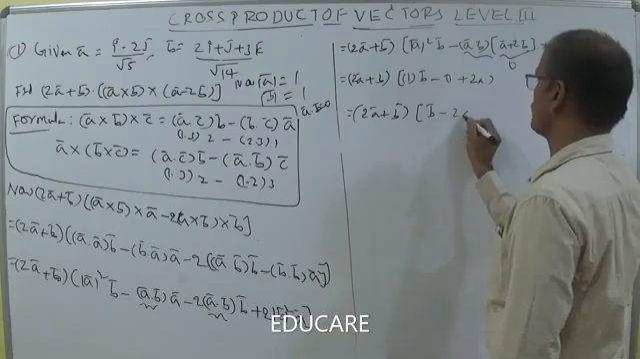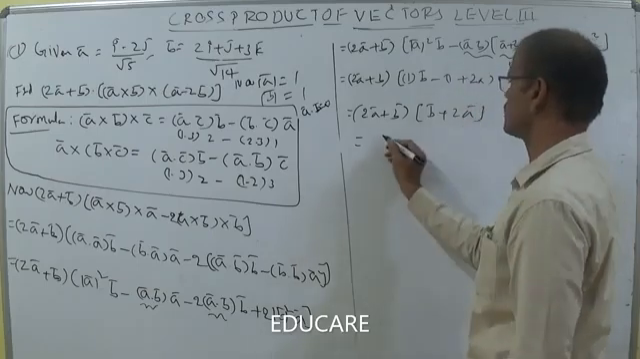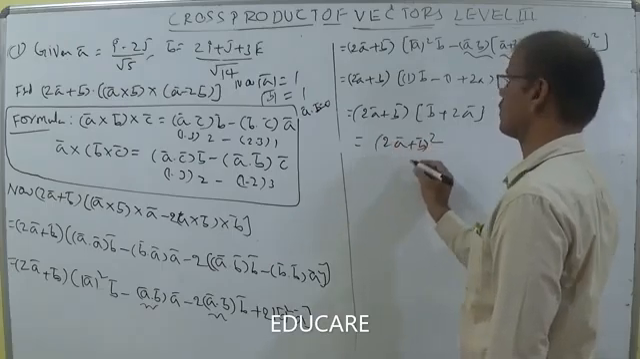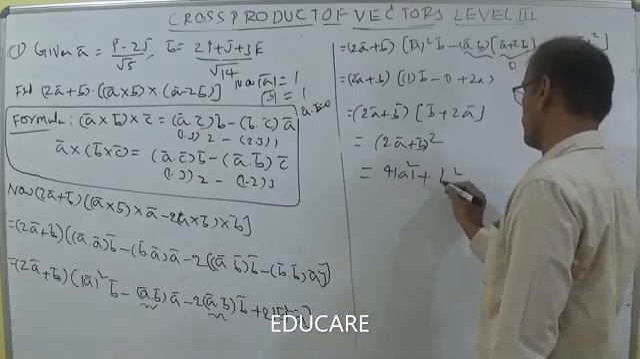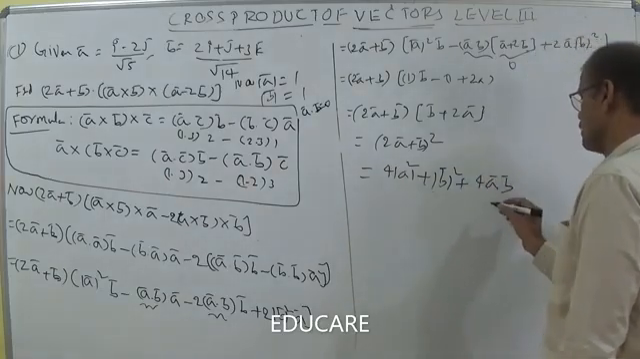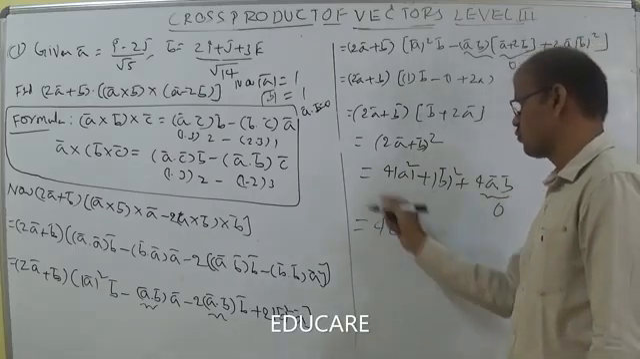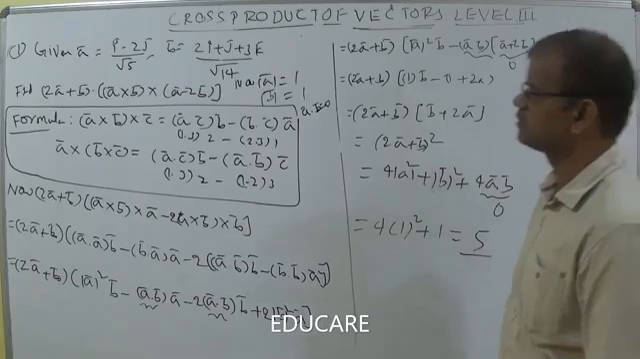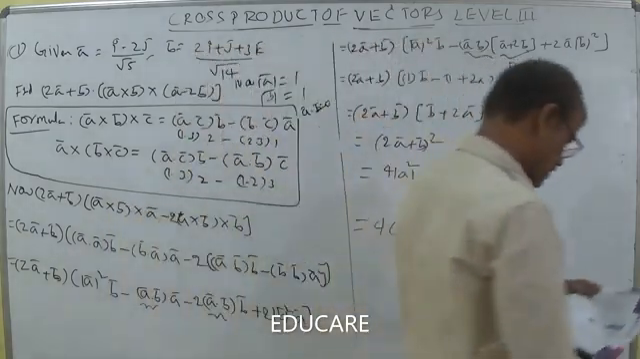Students, try to understand that here we got (2a plus b) into (b plus 2a). So you can write (2a bar plus b bar) whole square. Once again I am multiplying: 4 mod a square plus mod b square plus 4 a bar dot b bar. Again we can understand that a bar dot b bar equals 0, and mod a square value is 1 and mod b square value is 1. So this answer is 5. First question is 5.